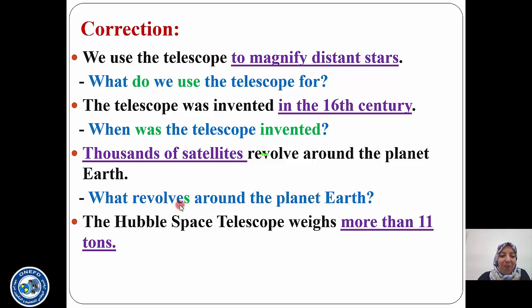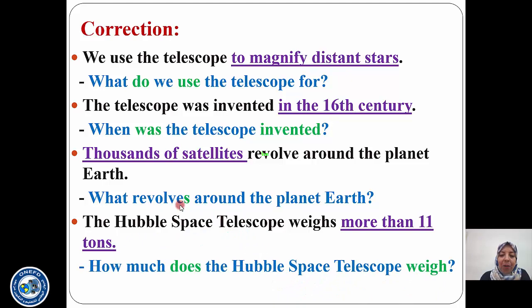So the next one: the Hubble Space Telescope weighs more than 11 tons. Okay, so we are talking about the weight. The question should be how much. When it concerns the weight, the question is: how much does the Hubble telescope weigh? Okay, for the verb weighs, because it is in the third person of the singular, we use does instead of do, plus the verb in the infinitive. Okay, right.